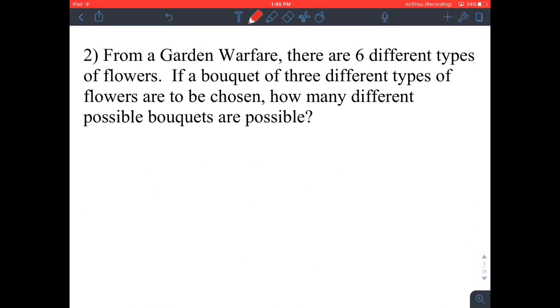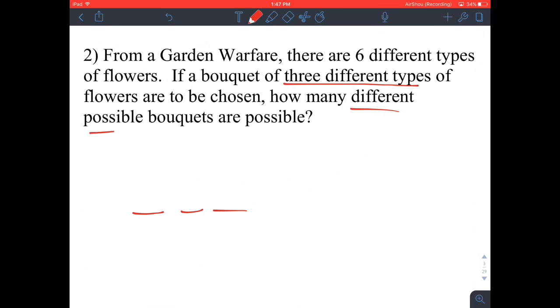Another example. From a garden, there are 6 different types of flowers. If a bouquet of 3 different types of flowers are to be chosen, how many different possible bouquets are possible? Notice it also says that 3 different types are going to be chosen. So once again, we're choosing 3. Before we were choosing 2 kittens, now we are choosing 3 different types of flowers.